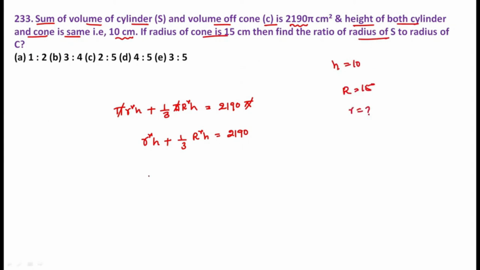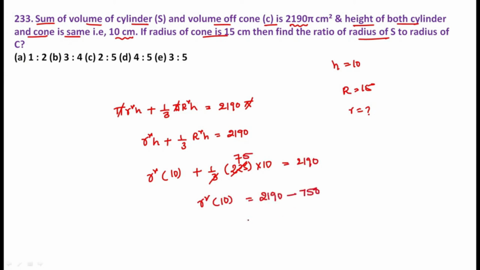What is the small r? So r square h, with h equal to 10. Again 1/3 of capital R square, which is 15 square, so 225 into 10. Now you can cancel this one. So it's 7 times 5 times, equal to 2190. Now r square into 10 is exactly equal to 2190 minus 750. You can subtract: 0, 9 minus 5 is equal to 4. Now the value becomes 1440.